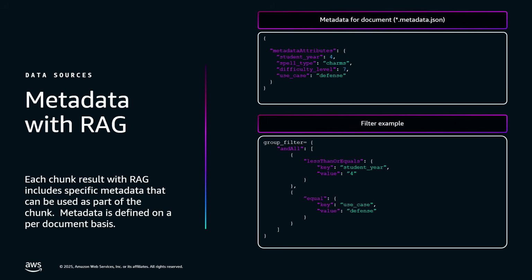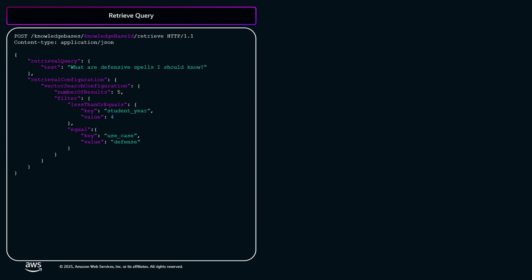And the overall goal is I want to filter out anything that's above year 4 and also filter out anything that is not a defense spell. So I'm matching on defense spell and anything that's less than or equal to year 4. And so I can ask that question of the retrieve query, go into the knowledge base, and say, what are the defensive spells that I should know, right? And so I include that retrieval configuration and that vector configuration with the metadata in order to filter out anything that's above year 4 or anything that's not defensive.